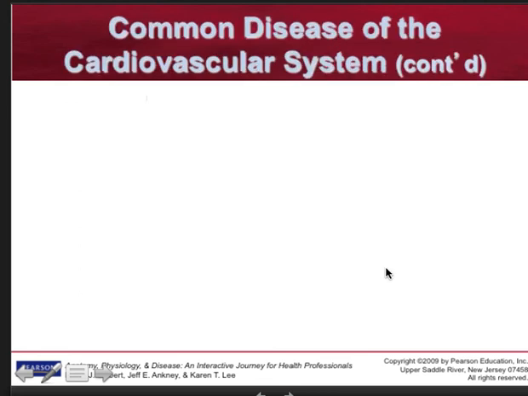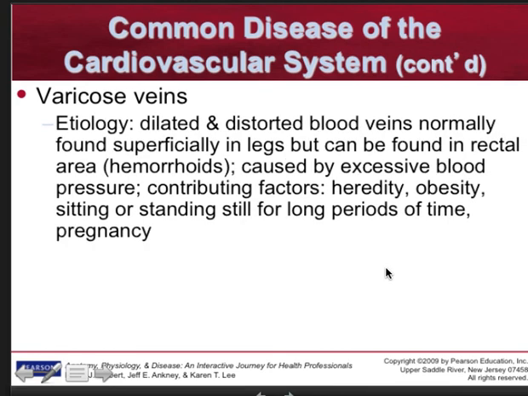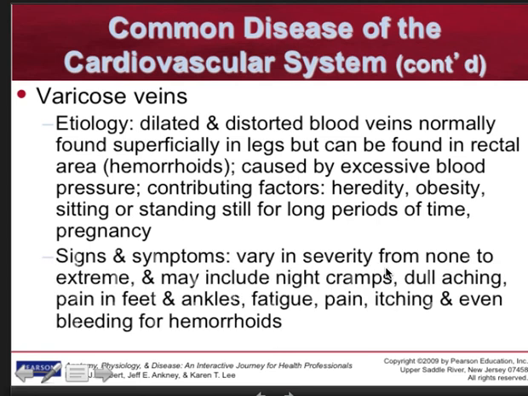Okay, varicose veins are dilated and distorted blood veins that are normally found superficially in the legs but can be found in rectal areas such as in hemorrhoids, or caused by excessive blood pressure. Contributing factors are heredity, obesity, and sitting or standing still for long periods of time, along with pregnancy. Signs and symptoms vary in severity from none to extreme.